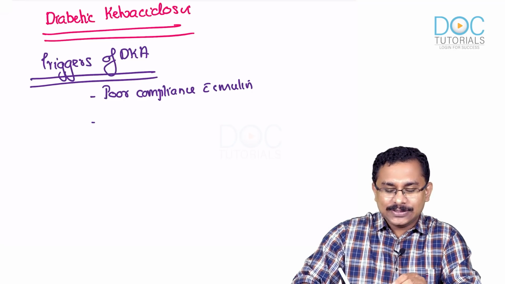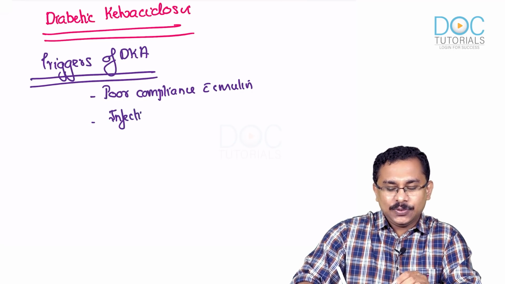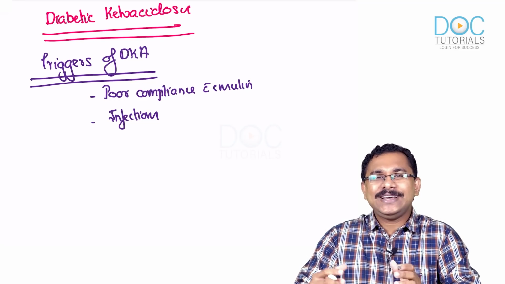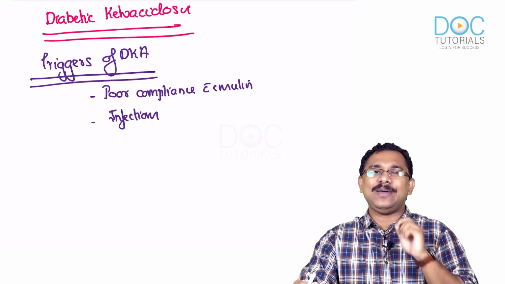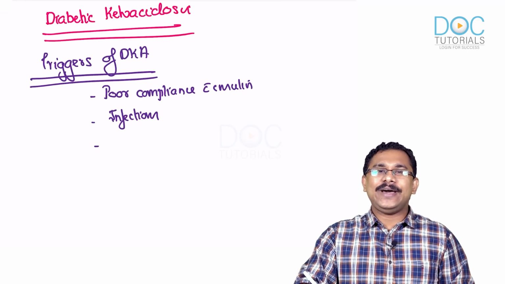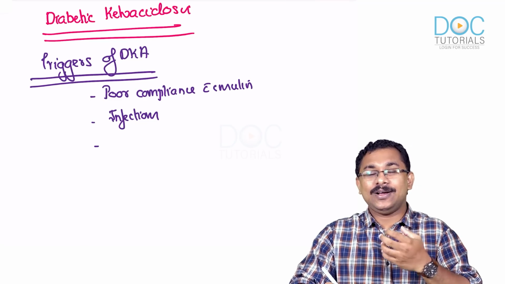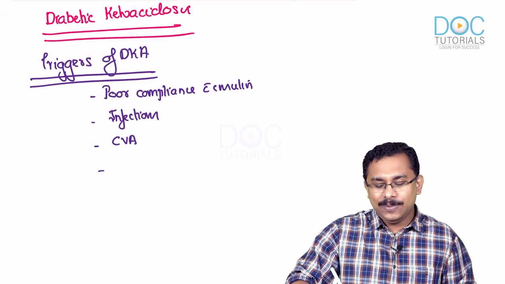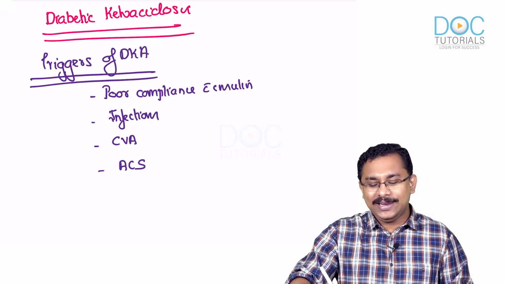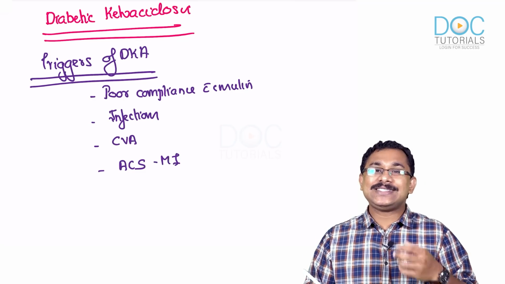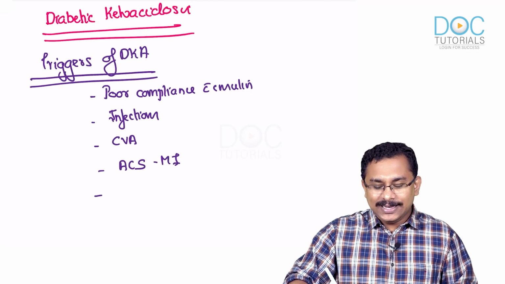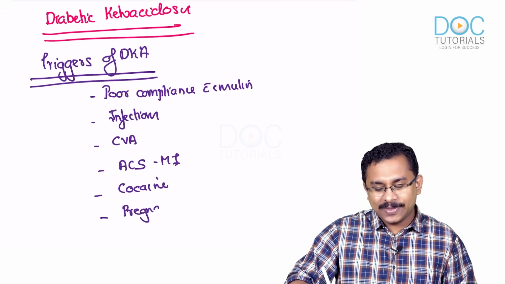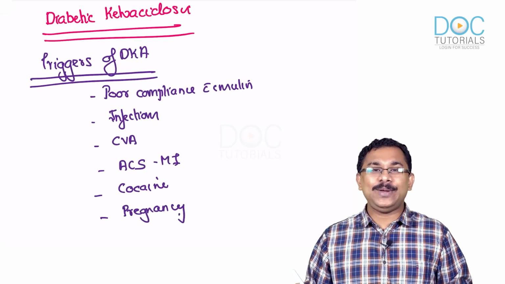The second triggering factor is infections, so maybe some urinary tract infections or maybe some respiratory infections. These infections can act as triggers for your diabetic ketoacidosis. The third factor is infarctions, either a cerebrovascular accident or an acute coronary syndrome, that is a myocardial infarction, happening in an individual. This can act as a trigger. Drugs like cocaine can act as triggers. Pregnancy is also a trigger for DKA. So these are triggers for diabetic ketoacidosis.